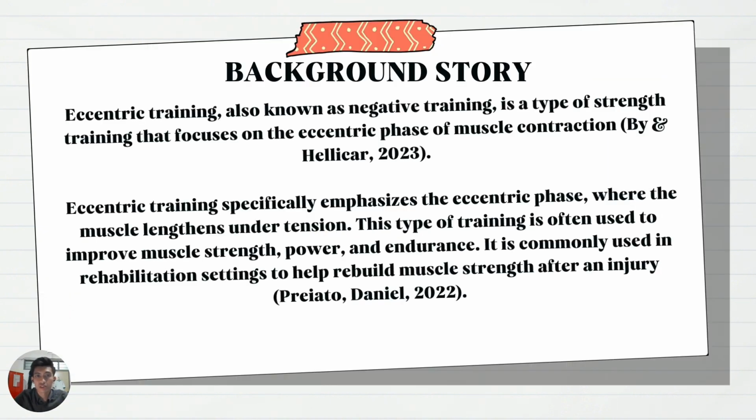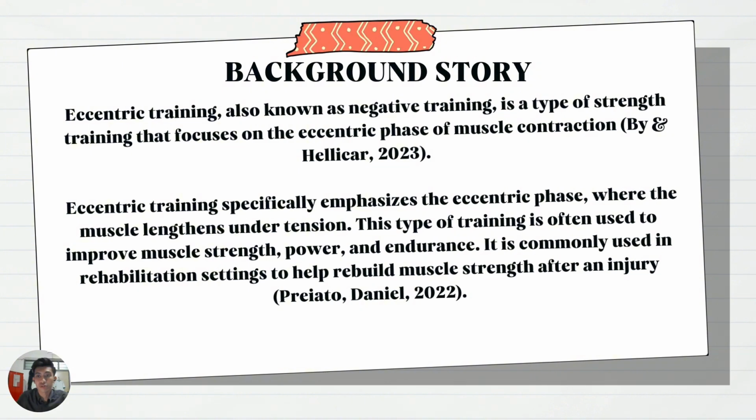So first of all, this is the background story. What is eccentric training? Eccentric training, also known as negative training, is a type of strength training that focuses on the eccentric phase of muscle contraction. So the muscle is loaded with a weight that is greater than what the muscle can lift concentrically.